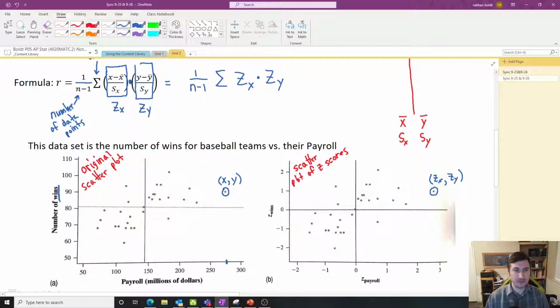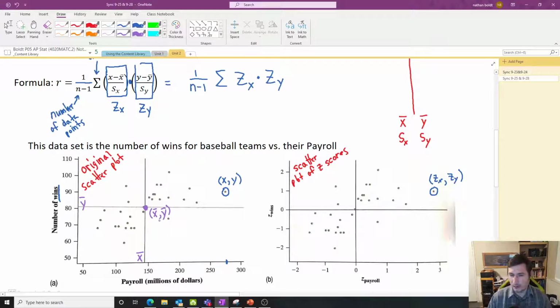Now, a few other interesting things happen with a scatter plot of z-scores. The first is where the center is, the mean. We haven't really talked about centers of scatter plots, but it is there. If I look at the average payroll amount and the average number of wins, there is a point here in the middle. It's not an actual team, but it's a hypothetical point of the average of x comma average of y. And as you can see, that's pretty close to the middle of the scatter plot.